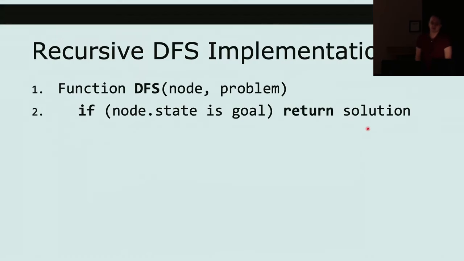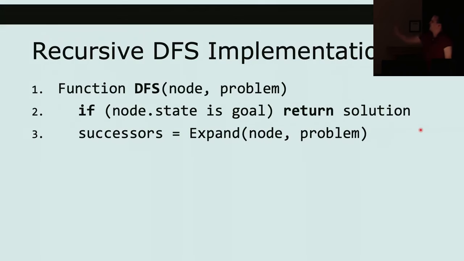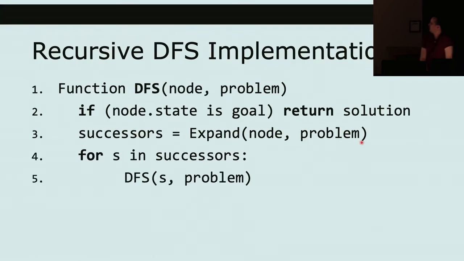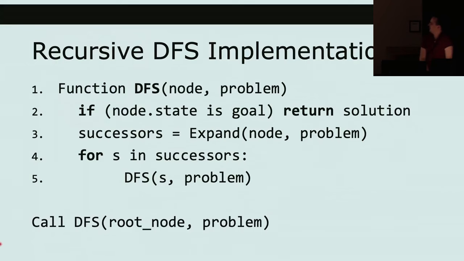And in actual fact, the only difference between the recursive implementation and the iterative interpretation is that there's no while loop. Instead of the while loop, you just call itself. That's basically it, right? So if the node is a goal, return solution. And we also don't check to see that the fringe is empty, because if the fringe is empty, it just won't be called again. So DFS, recursion is a little bit different. So the successors, we expand the problem. For each of the successors, we are going to call DFS on that and the problem. And then initially, what we do is we call DFS on the root node.